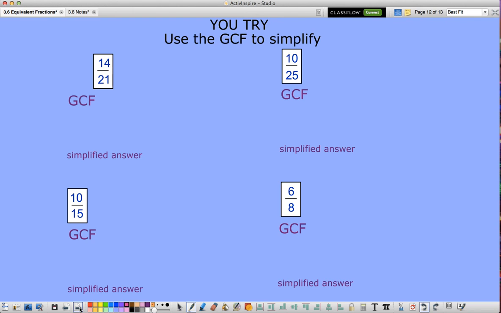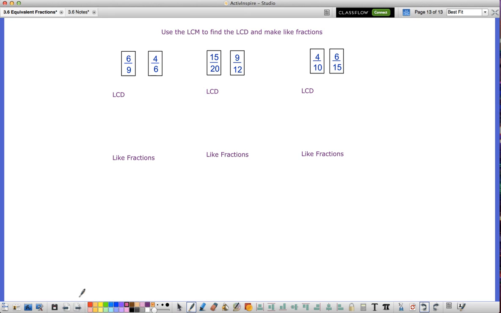All right, so for you, what I'd like you to do is find the GCF and then use that to give me your simplified answer for these 4 problems. And then you also have 4 more problems where you're using the LCM to find the LCD and then making your like fractions. All right, as always, if you have any questions, please make sure to write them down or email me so we can go over them in class.